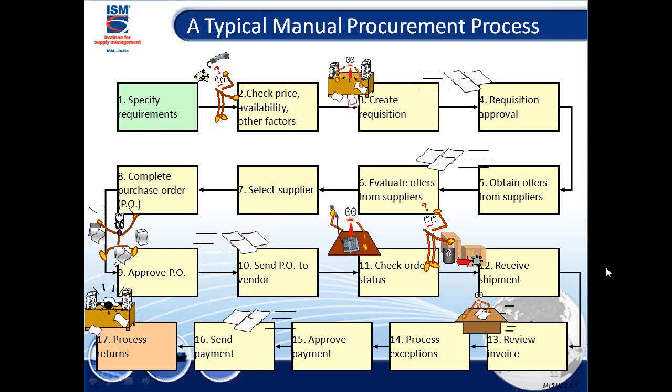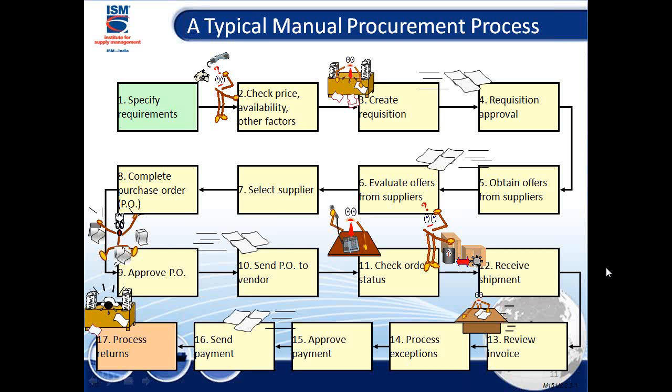And this is the typical process, how much it goes through. I'm sure you all know it, but let me walk through how many steps you have to go through. First thing is specify the requirements. Once that is done, you're checking the price, and also checking the availability, whether this item is available or not. Then you create the requisitions, and the requisition is approved by someone. Obtain offers from the suppliers. Evaluate the offers. Select the suppliers. Make the purchase orders. Approve the purchase orders. Send the PO to the vendors.